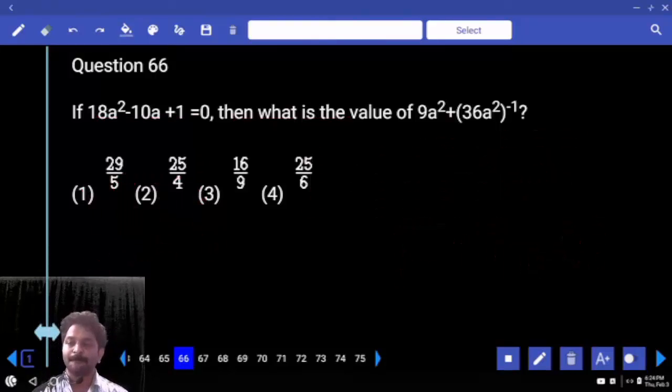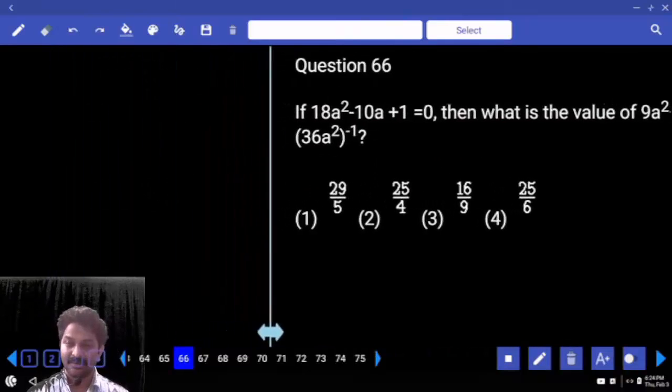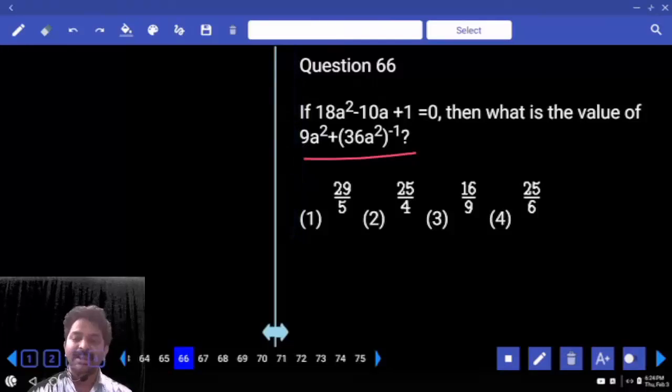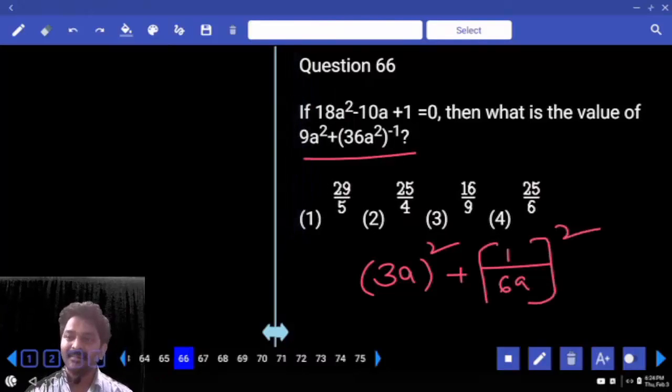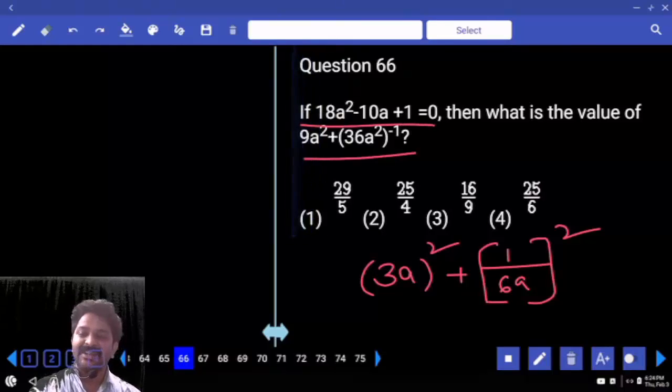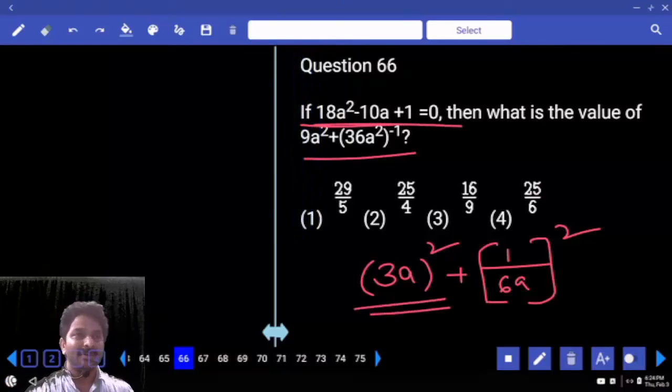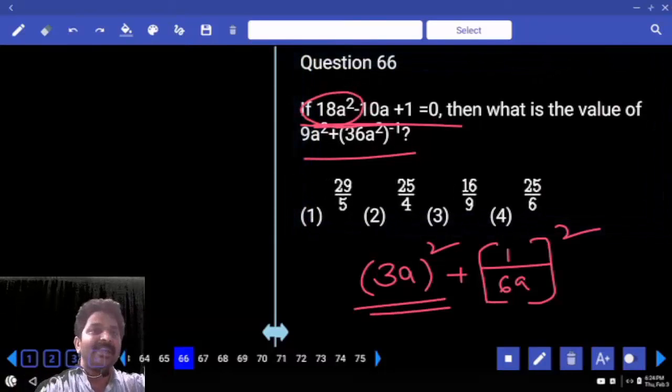Next. So this is what we have to calculate. 9A square. Can I write it as 3A whole square? Plus 36A square to the power of minus 1, in the sense that is 1 by 36A square only. Can I also write it as 1 by 6A whole square? So using this data, I am looking for 3A whole square. So now I am looking for 3A here.